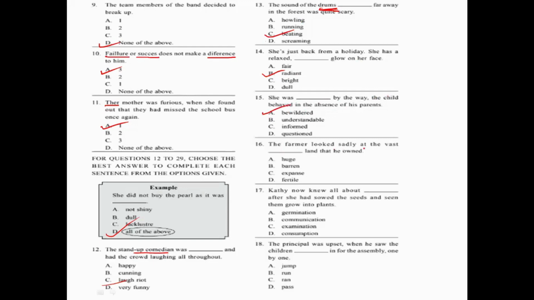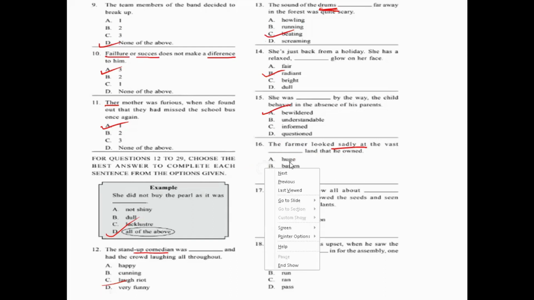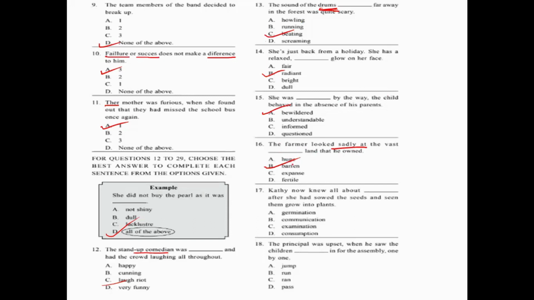Now, the farmer looked sadly at the vast dash land that he owned. When the farmer is sad, it is obvious that the land is not good. It is not suitable for cultivation. It is not fertile. Okay, so the correct word that suits this particular land is barren, where we can't grow the crop. Okay, so it is option B.